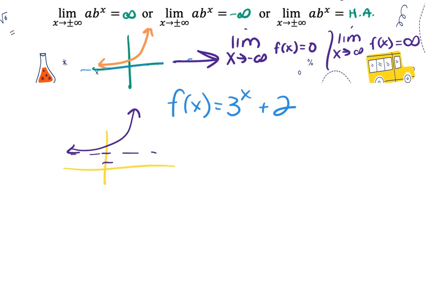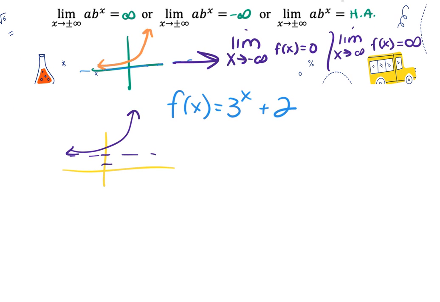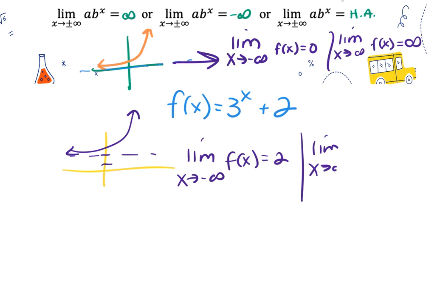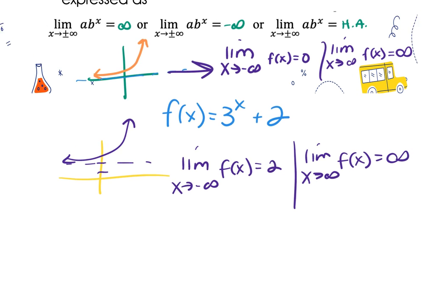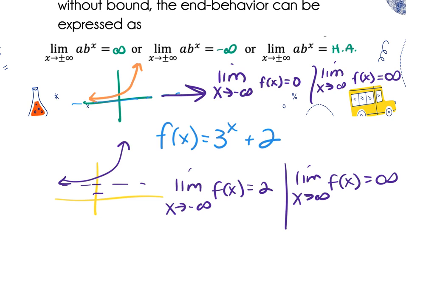Now go to the one that we shifted up. The limit as it goes to negative infinity would be what? 2. Good. And the limit as it goes to positive infinity? Positive infinity. So one of them is always going to be unbounded, positive or negative infinity. And then the other one's always going towards your horizontal asymptote. Horizontal asymptote. Still with me?